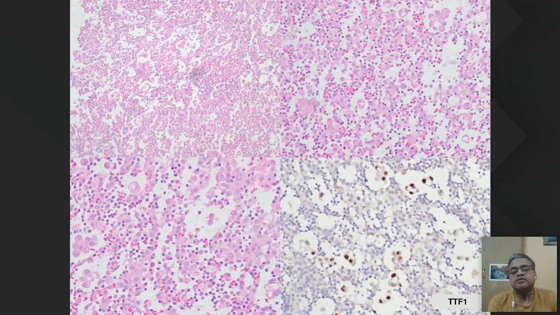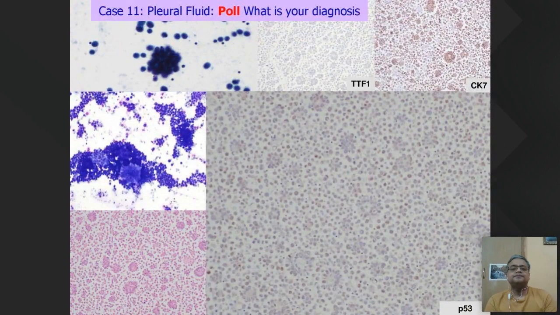But when you do the TTF1, you found that a few of these, but not all of these, are positive for TTF1, which means that this is adenocarcinoma. So a marker is the only way to differentiate between benign and malignant sometimes. And here we went all the way from negative on cytology, PAP, Giemsa, and cell block to positive because the IHC marker was in favor of a malignancy. And then you have to fit it with the clinical histology.